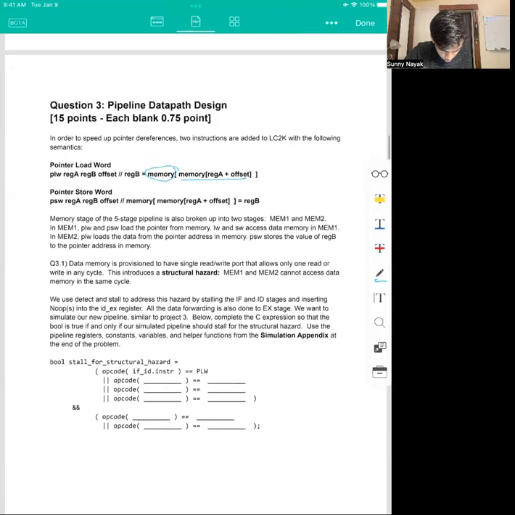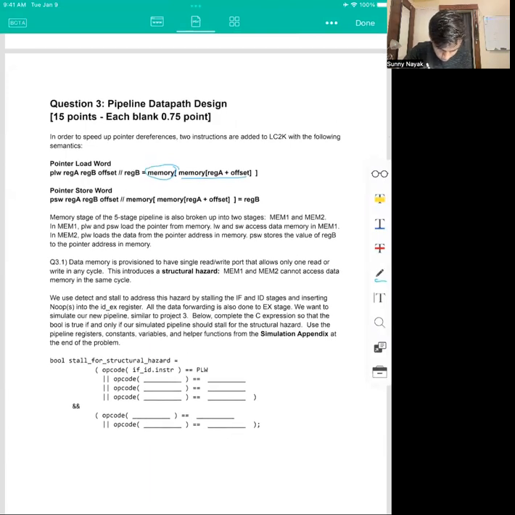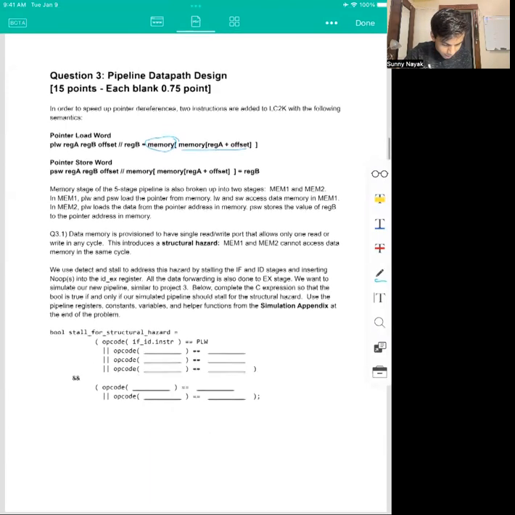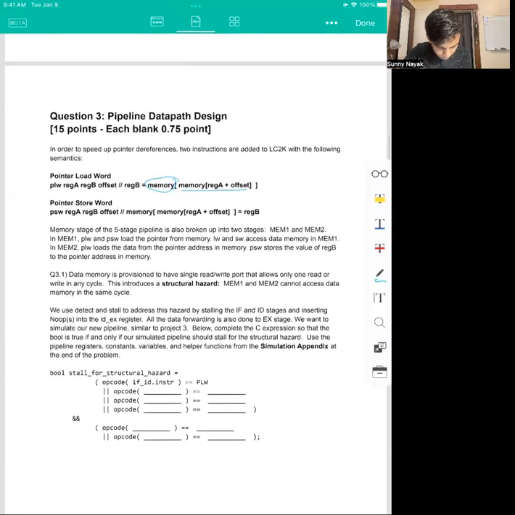So it says this introduces a structural hazard. Mem1 and Mem2 cannot access data memory. Oh, so we're going to split up our memory into 2 stages. Load and store word access data memory in mem1 and mem2. Pointer load word stores the data from the pointer address in memory. PSW stores the value of reg B to the pointer address in memory. Okay, so it sounds like I've split up my memory, and now that introduces some structural hazards.